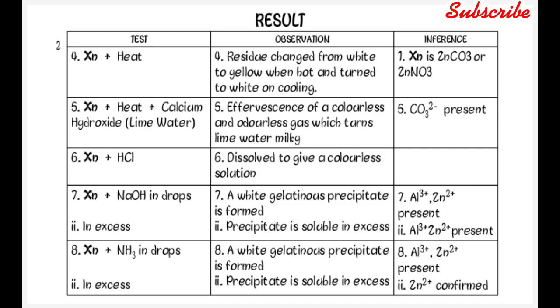Number 7, Xn plus sodium hydroxide in drops. A white gelatinous precipitate is formed. Tells you aluminum ion and zinc ions are present. Then in excess, the precipitate is soluble in excess. This also tells you aluminum ion and zinc ions are present. Then the last one, number 8, Xn plus ammonia in drops. The white precipitate is formed. Also aluminum ion and zinc ions are present. Then in excess, the precipitate is soluble in excess, and this confirms the presence of zinc 2 ion.